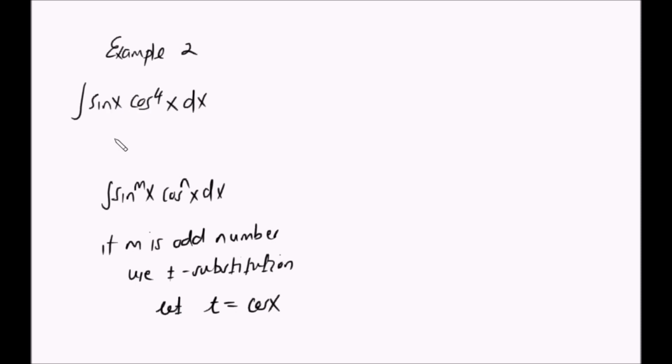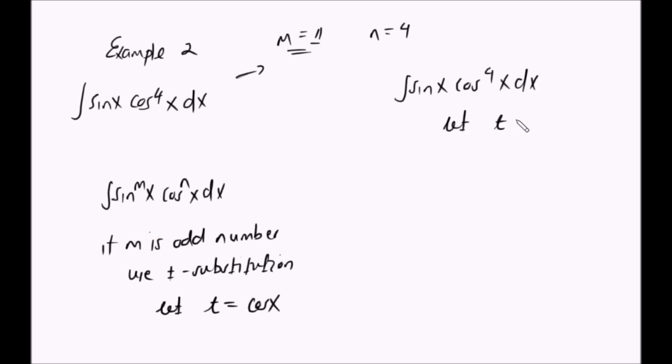So you can see m kwenye hili swali now, you can see m ni moja, is odd, kati ya n ni 4 is even. So m is odd. So we're gonna solve this one. So nikitaka kusolve huyu hapa, I'm only gonna let t sawa na cos x. So dt dx itakuwa ni negative manake sin of x. So dt ni sawa na negative sin of x dx.